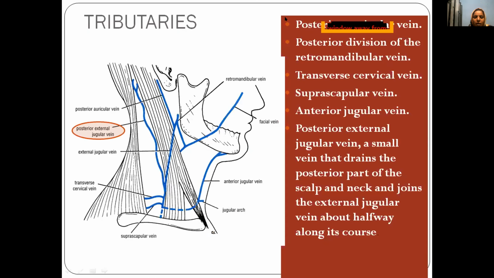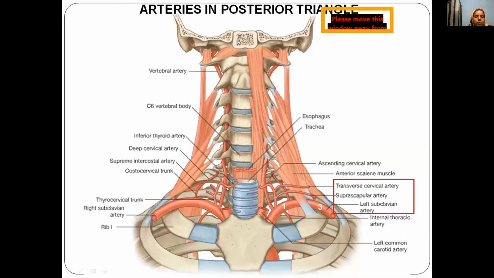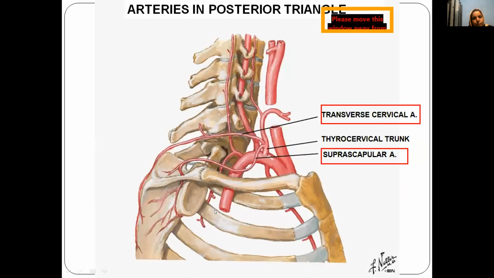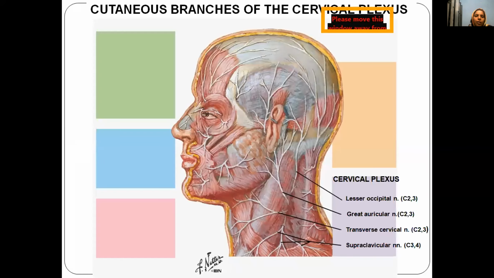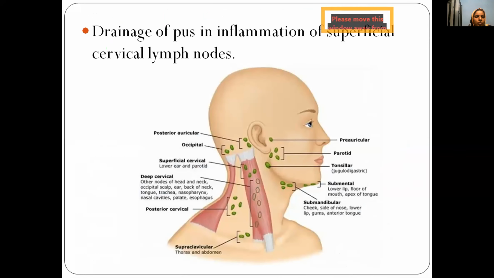If a question is asked on the external jugular vein, you can write the tributaries. What are the various veins which are opening? You are finding the posterior auricular vein, posterior division of retromandibular vein, transverse cervical vein, suprascapular vein, anterior jugular vein, posterior external jugular vein. So we are giving 6 veins which are draining into the external jugular vein. You just try to remember these 6 veins. All these are not required, but if it comes, then I will take this. It didn't even come anytime, so I don't want to trouble you.